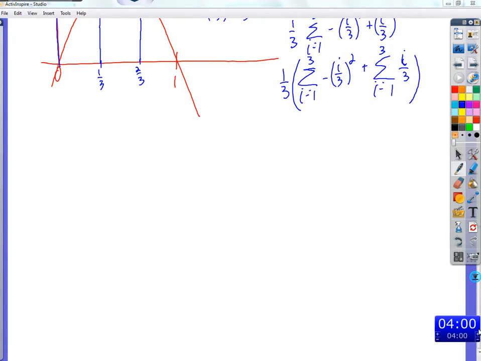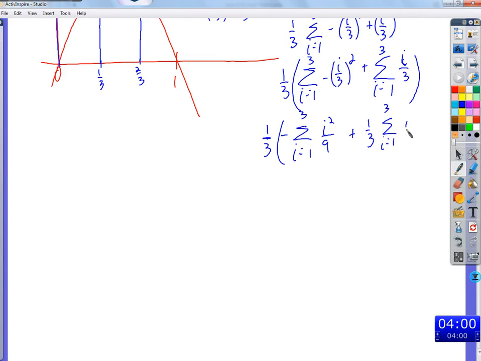This is 1/3 times... let's square this, okay? Actually, we can put a negative out here. It's got a multiple of -1. Negative right there. We'll square this out. We got i squared over 9. This one we could pull out a 1/3. Equals 1/3 of i. And we'll pull out the 1/9, so we got -1/9 out in front here. Squared.